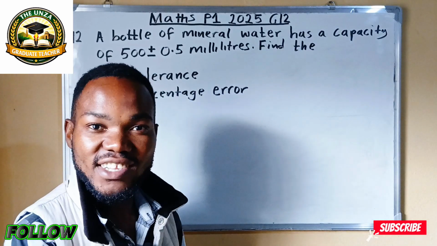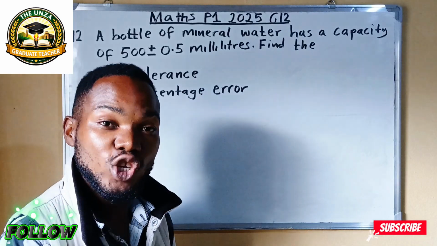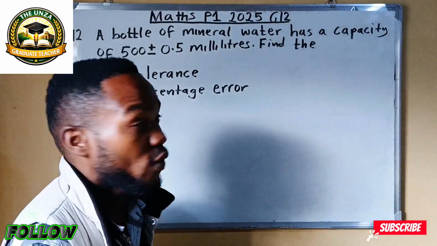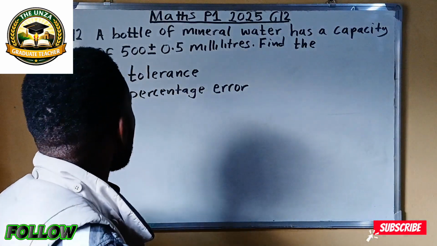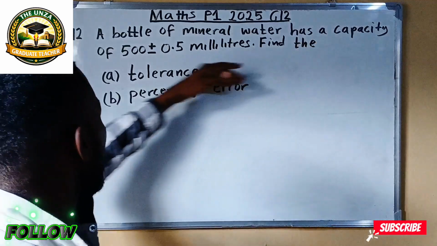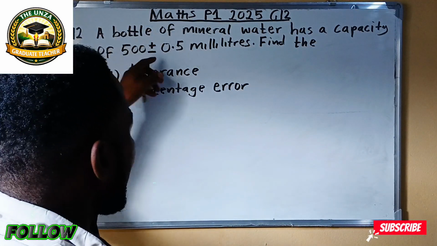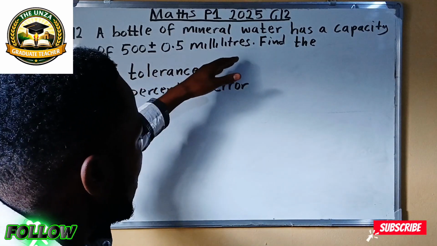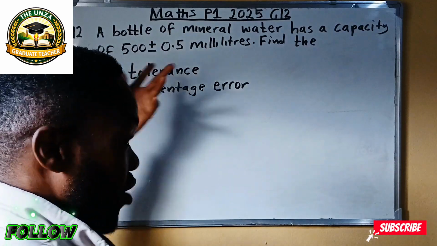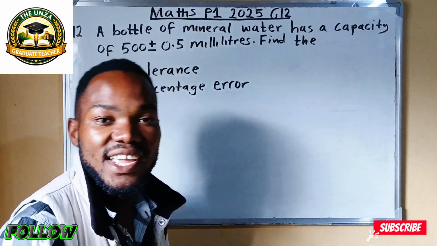In today's lesson, guys, we are looking at a question which came in Maths Paper 1 2025 G12 exam. The question that we are looking at was question 12. This question was saying a bottle of mineral water has a capacity of 500 milliliters plus or minus 0.5 milliliters. A was saying find the tolerance. B was saying find the percentage error.